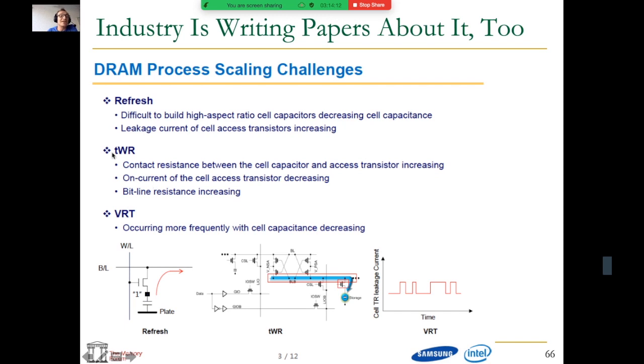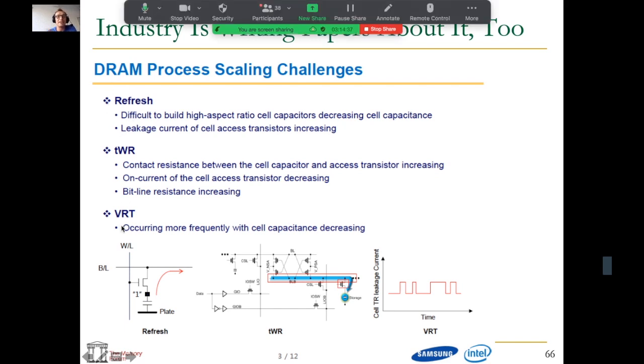It also talks about write latency, saying that write latencies are increasing because of contact resistance between cell capacitor and access transistor increasing. Basically, I believe write latencies are less fundamental. It's also important, but I believe less fundamental because actually a lot of other technologies have this problem also. But refresh and VRT are really, really fundamental to DRAM going into the future. It's going to be much more difficult to solve the refresh problem and variable retention time problem in DRAM.